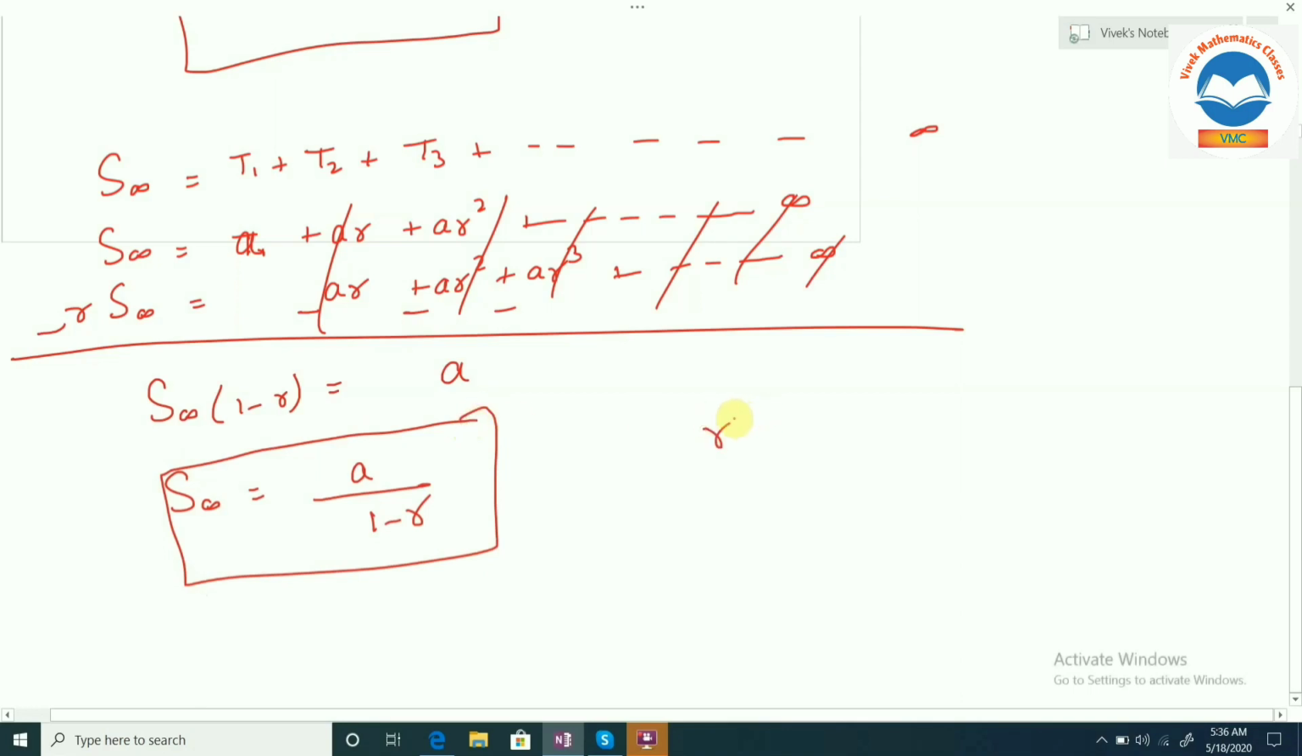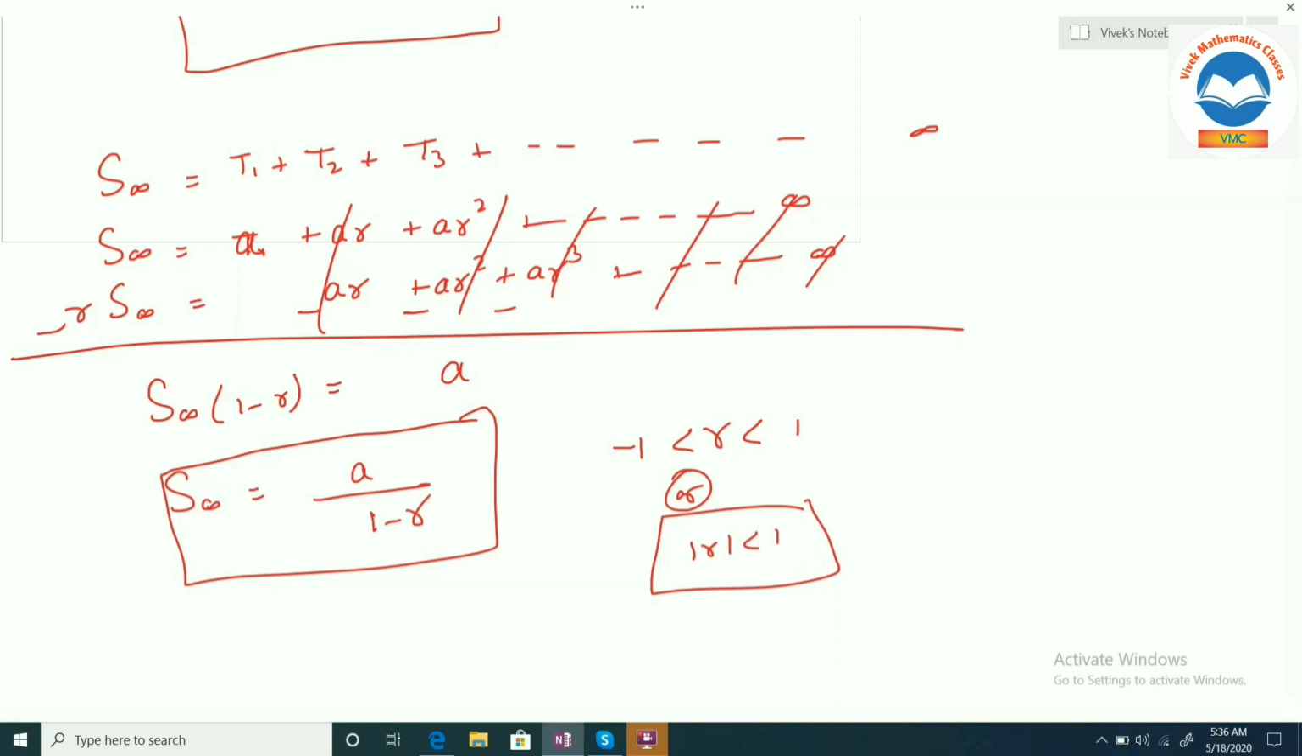Here, what should be the region of R? R should vary from minus 1 to 1, or you can say modulus of R should be less than 1. This will be the condition. It means whenever R is in between minus 1 to 1, then only S infinity will exist. Otherwise it won't exist.